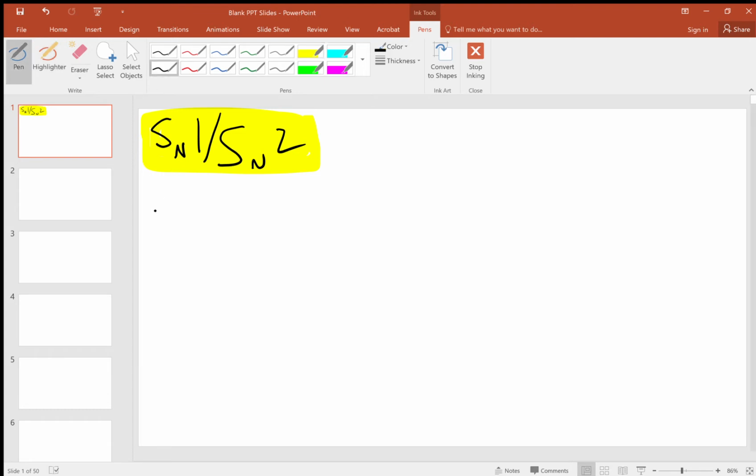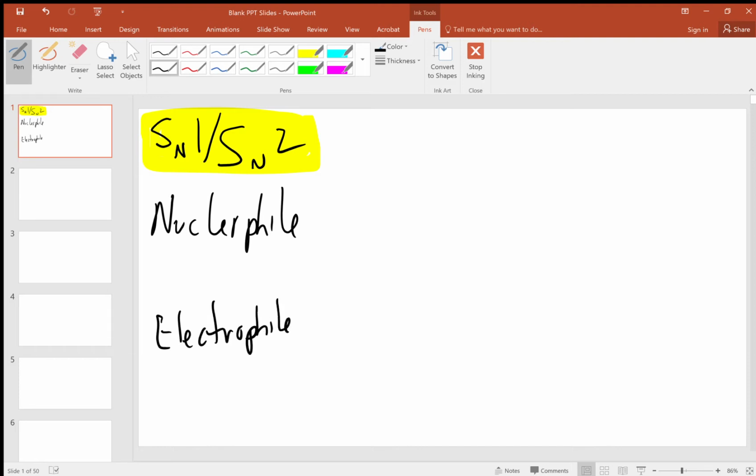So we need to start by recalling two of our most important definitions, being nucleophile and electrophile, because both of these will play an important role in both SN1 and SN2 reactions. In fact, the N in SN1 and SN2 stands for nucleophilic. So, what are these definitions again, if you've forgotten them?